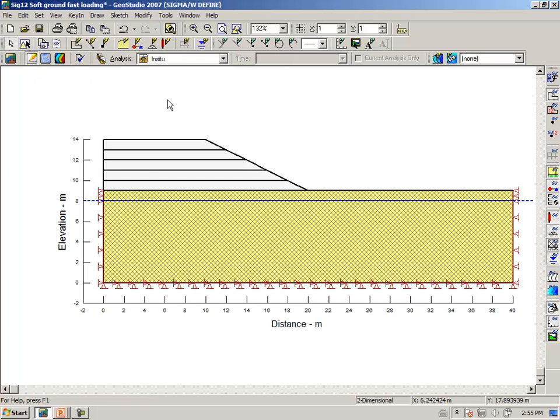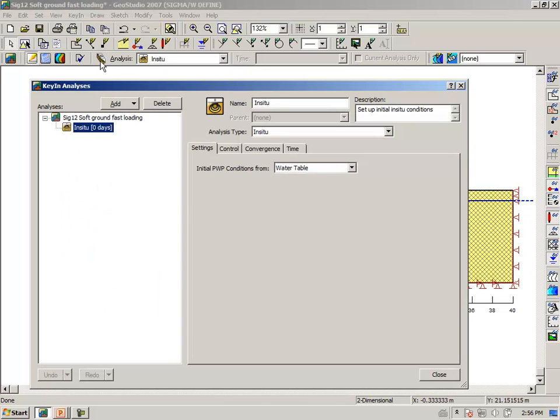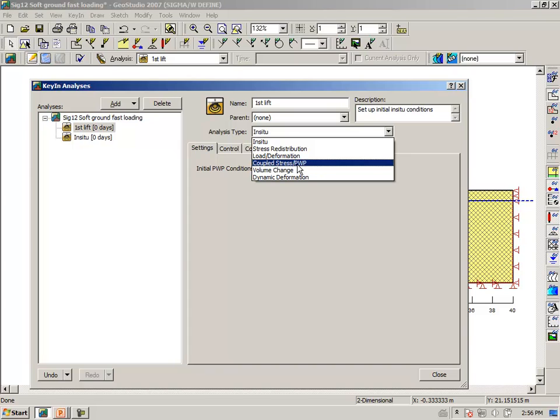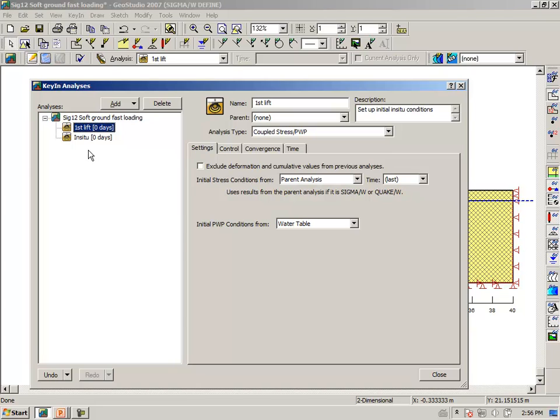Going back to the define view then, under key in analyses, we need to clone this analysis, calling it first lift. The type of analysis is now a coupled stress pore water pressure type of analysis, and the first lift has a parent which is the in situ.